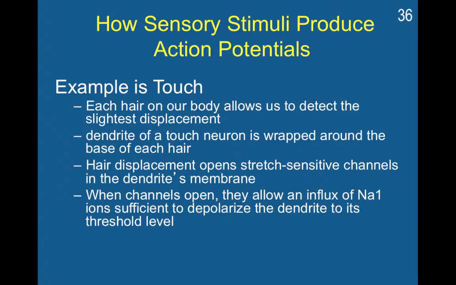So I'm going to give you one example today of one of the sensory stimuli, and we'll be talking about more of them in later chapters. We'll be covering vision and auditory information in particular depth. And today I'm going to talk a little tiny bit about touch. So each hair on our body allows us to detect the slightest displacement. So the dendrite of a touch neuron is wrapped around the base of each hair. Hair displacement opens stretch-sensitive channels in the dendrite's membrane. When channels open, they allow an influx of the sodium ion sufficient to depolarize the dendrite to its threshold level.